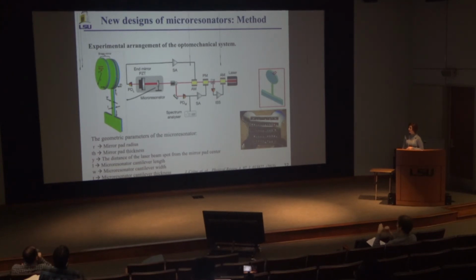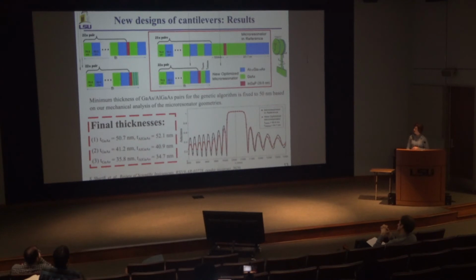I brought the mirror here to show you which part I studied. First, I used the genetic algorithm to reduce this TH, which is the thickness of the mirror. After that, I used COMSOL to run the finite element method to study the radius and different geometry in the cantilever, and also the place where the laser hits the mirror. So here, this design is a reference design, which I showed you before.